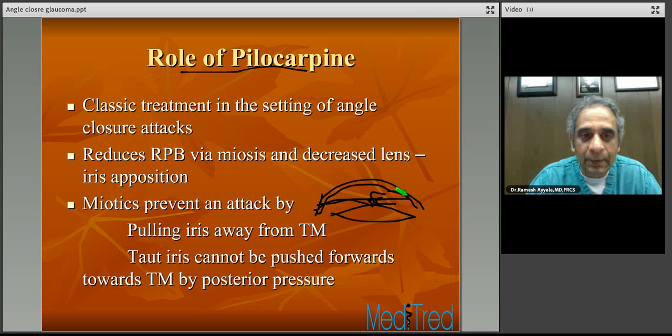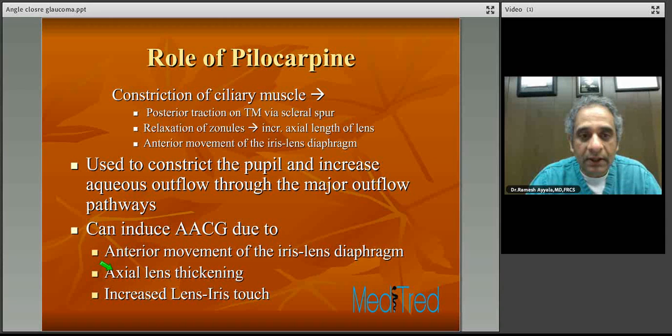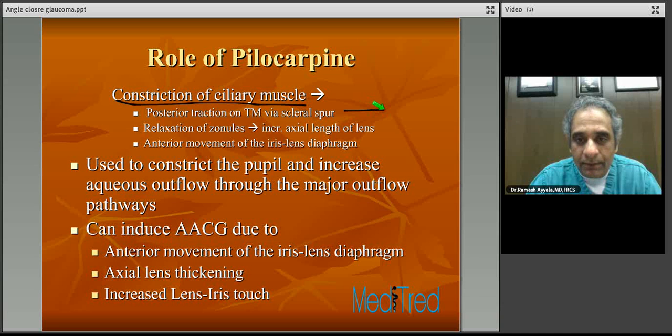Whereas in a patient with angle closure glaucoma, the reason why we use pilocarpine is for the two mechanisms that are listed here. I hope I made this very clear to you, and when I ask you this question next time, I hope you'll give me the right answer. And this is exactly what I said here. Constriction of the ciliary muscle causes posterior traction of the TM and scleral spur, causes the opening of the trabecular meshwork and causes the IOP to decrease.